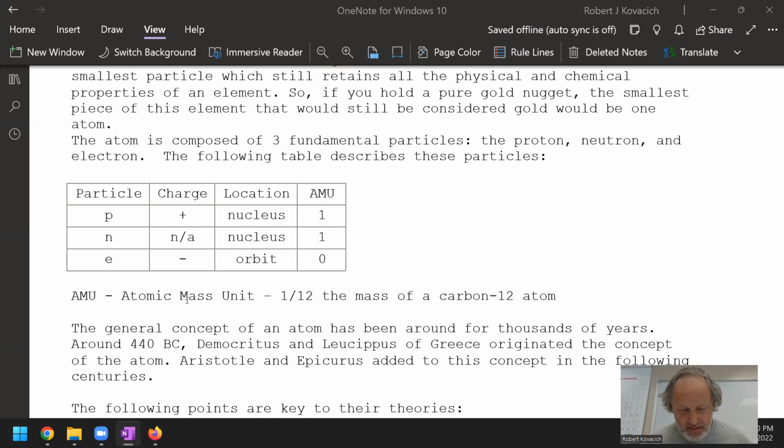The atomic mass unit is a very, very small mass, and if you were to take a single carbon atom that has 6 protons and 6 neutrons and then divide its mass by 12, that's the atomic mass unit. So it's 1/12 of a carbon atom. So it's approximately the size of 1 proton or 1 neutron. The electron is so much smaller, it's 8,200 times smaller, that we don't give it a mass in chemistry.